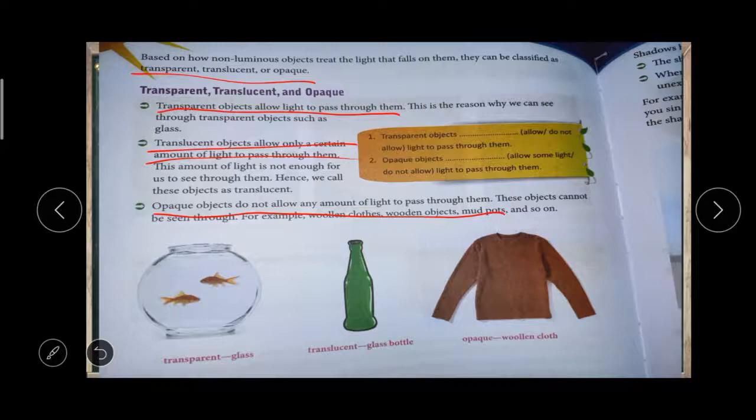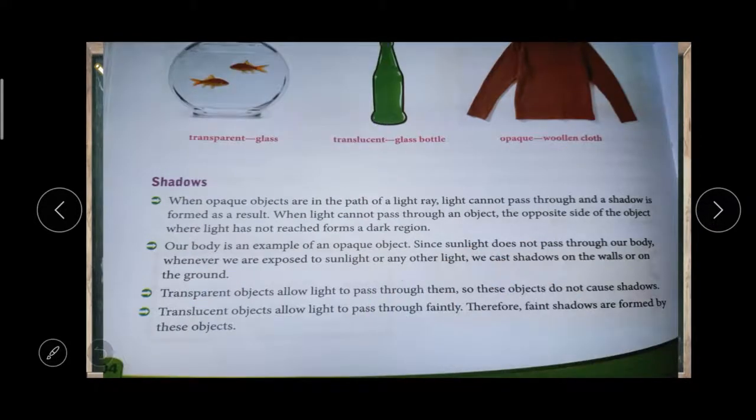So these are the three types: transparent, translucent and opaque. Do you understand up to this much? Yes. Okay, then next one is shadows.